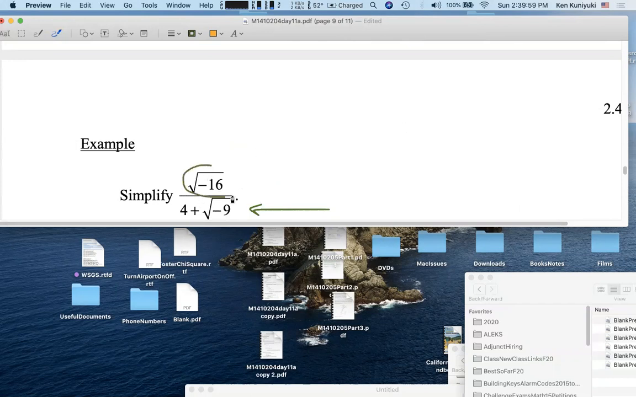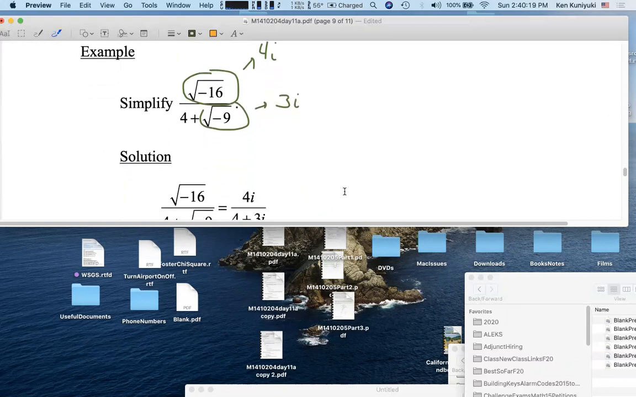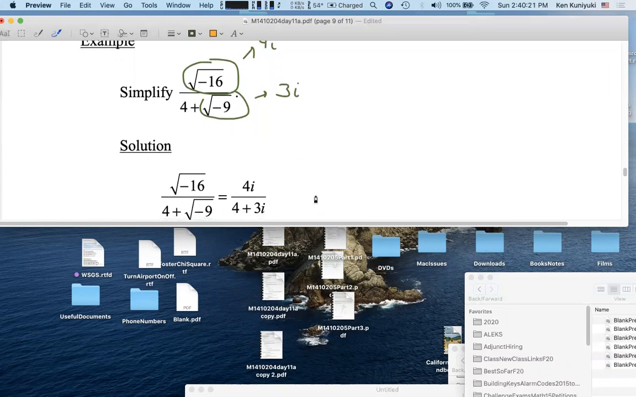What is the principal square root of negative 16? It is 4i. And what is the principal square root of negative 9? It is 3i. And we must simplify radicals immediately. So we have 4i over 4 plus 3i. Again, the denominator is not pure imaginary.